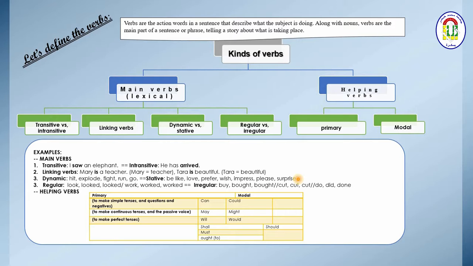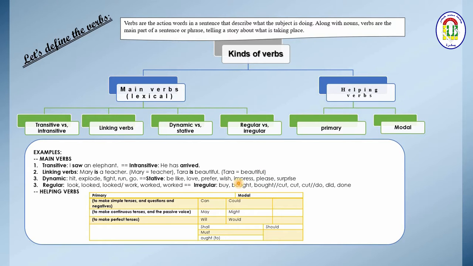So, regular versus irregular verbs. This is the fourth type of verbs. Look, looked, looked, work, worked, worked. Here, what's the difference between them? They are both main verbs, but the difference is in terms of the addition of ed. So in the simple past we add ed, or with the past participle we add ed to the verb to be in the past, while for the irregular we cannot apply this rule.